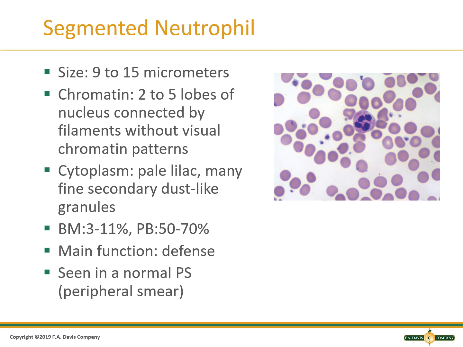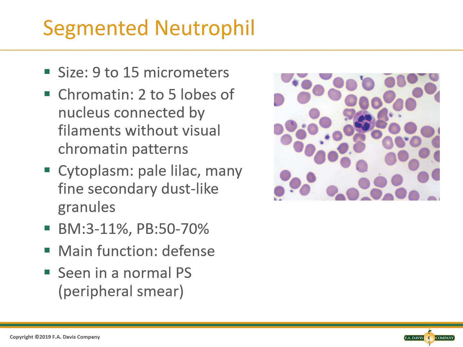And the last stage for this is the segmented neutrophil. You can see the little filaments here separating the little globs of the nucleus. That's why it's called a segmented, because each thing is separated at this point. The size is 9 to 15 micrometers. For what's considered a normal segmented neutrophil, you're going to have 2 to 5 lobes of the nucleus connected by filaments without visual chromatin patterns.